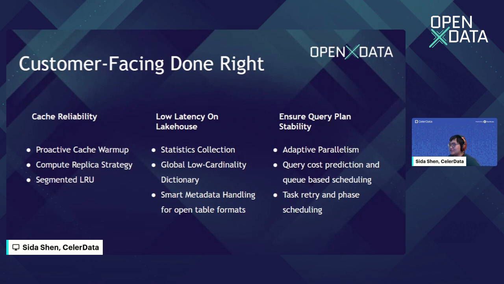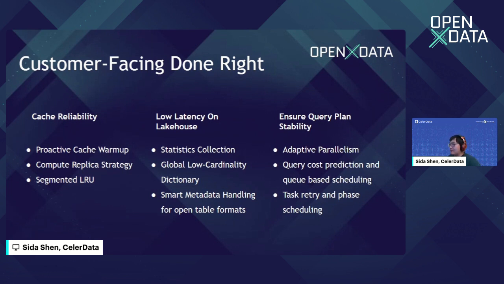And also low latency on the lakehouse. Statistics collection, low cardinality dictionary, right? Those are data warehouse-like features we're porting to open data, to open storage, right? And also smart metadata handling, right? Specifically tailored for each one of the open table formats.